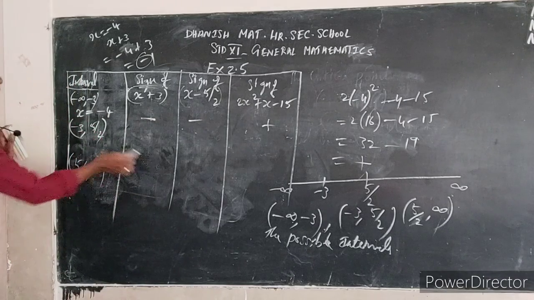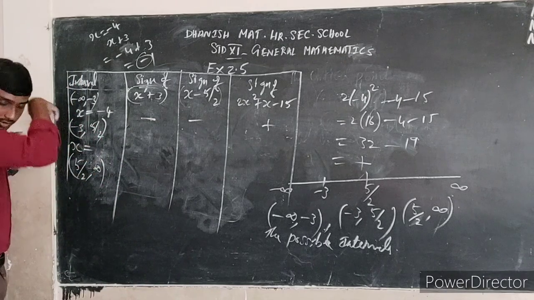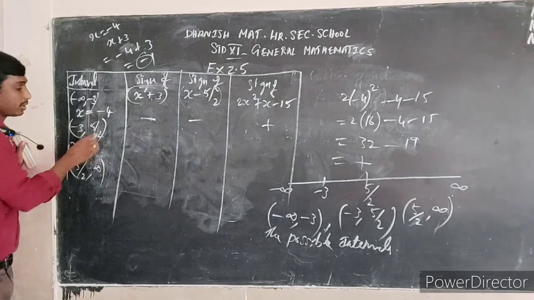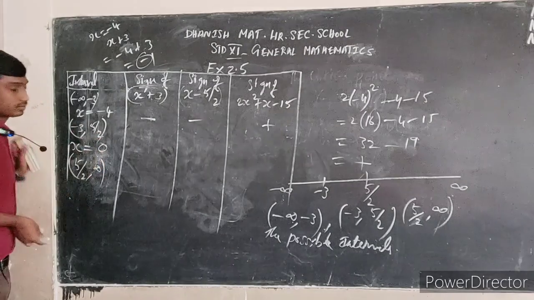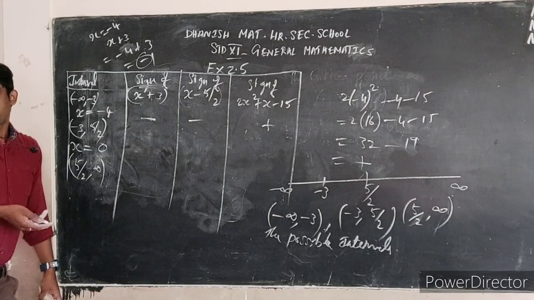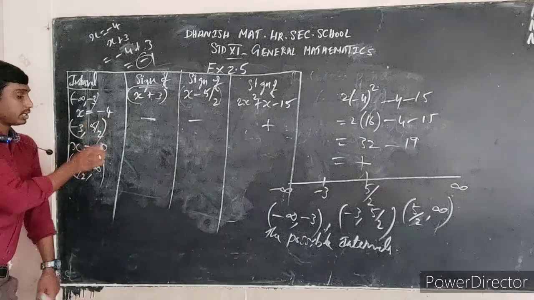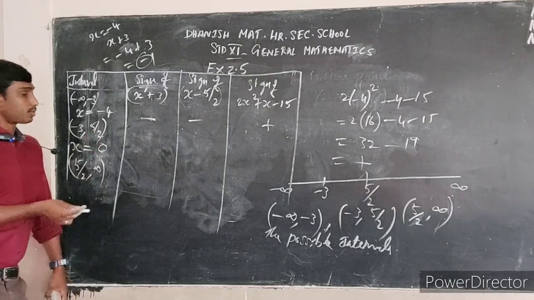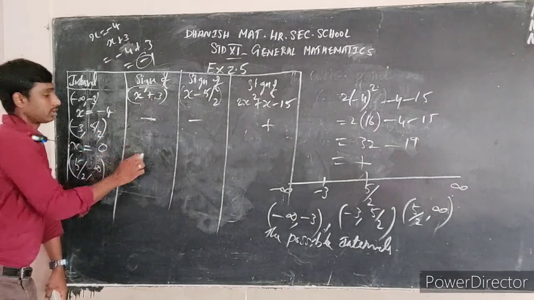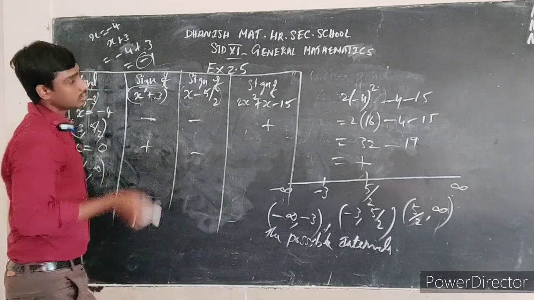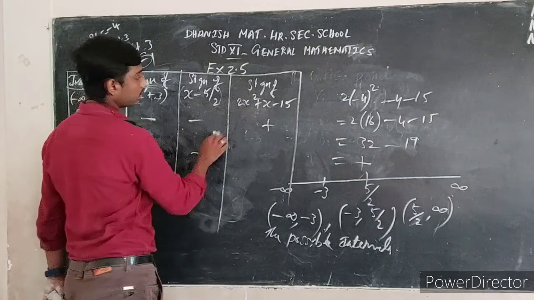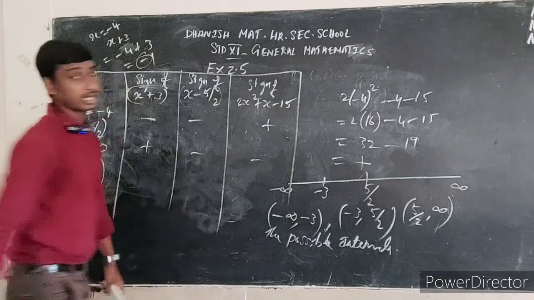Next we apply the interval minus 3 comma 5 by 2. I am taking 0, since 0 is the easiest value to substitute. In x plus 3 we get a positive value. In x minus 5 by 2 we get a negative value. In 2x square plus x minus 15, the x terms become 0 and cancel, so we get a minus value.